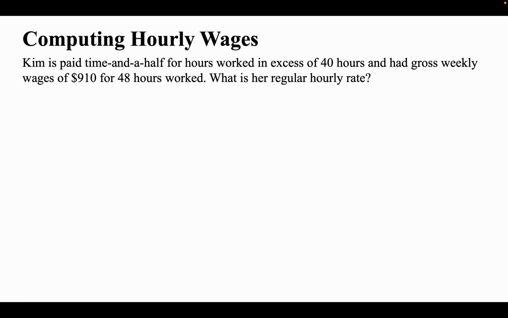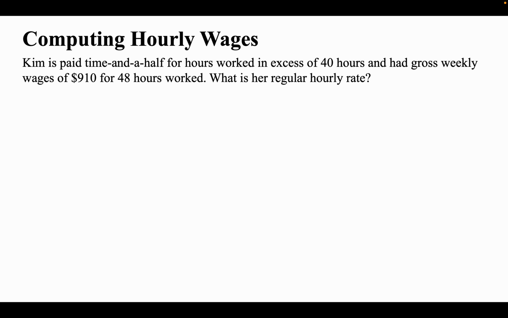Computing hourly wage. Kim is paid time and a half for hours worked in excess of 40 hours and had a gross weekly wage of $910 for 48 hours worked. What is her regular hourly rate? So, for the 48 hours that she worked, she got paid $910.